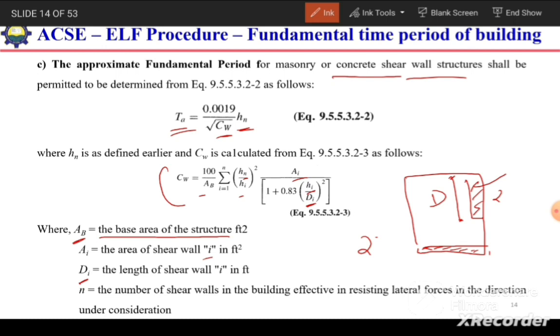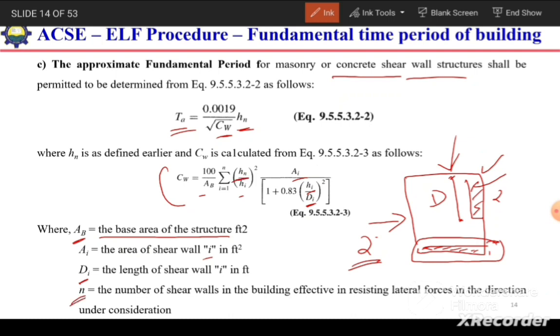Effective in resisting lateral force in the direction under consideration. So for example, if we consider this direction, this shear wall will be effective to resist the lateral forces. We need to consider this shear wall, and similarly in this direction this shear wall will be effective to resist the lateral forces. So based on the condition we can consider this N value.